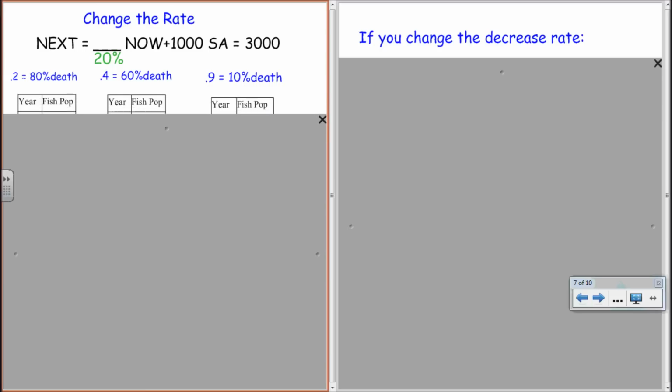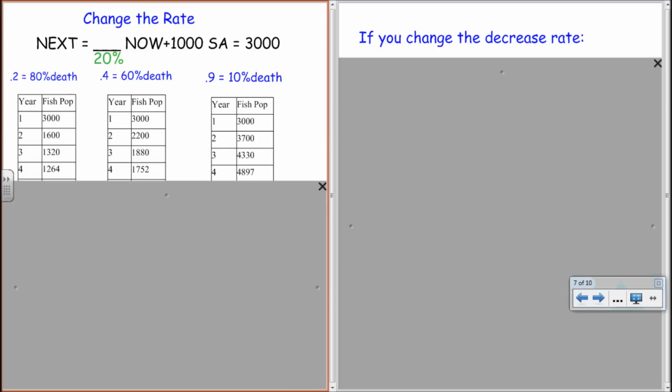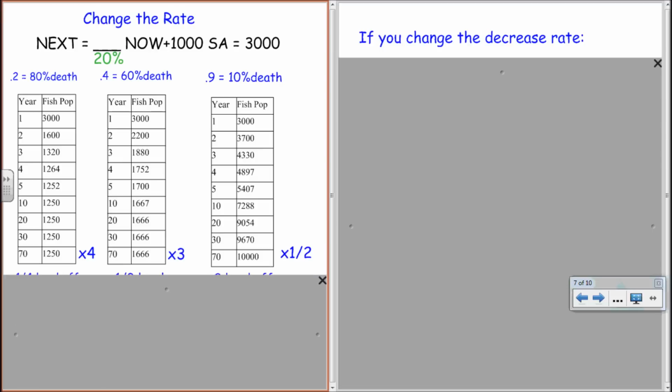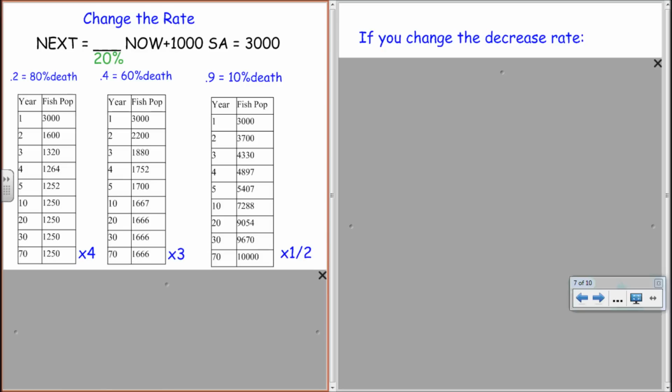So if you notice, fish population, all the same at the beginning. The ones that had a lot of death go down pretty quickly. I mean, this one, the restock really had an effect. It was actually going up. So as you notice, some are going down, some are starting to level off right away. And in fact, this 80% death levels off at 1250 pretty quickly. So does this one. Now this one takes a long time to level off, which is fine, but it does eventually level off at 10,000.